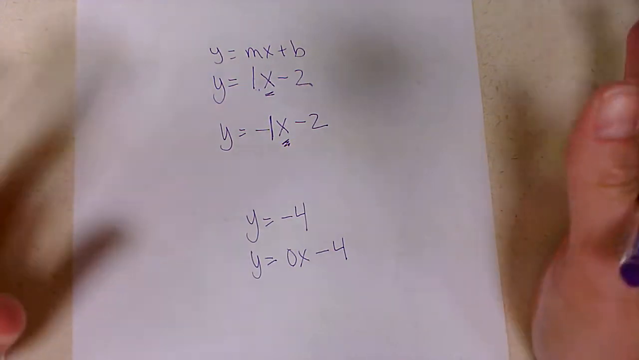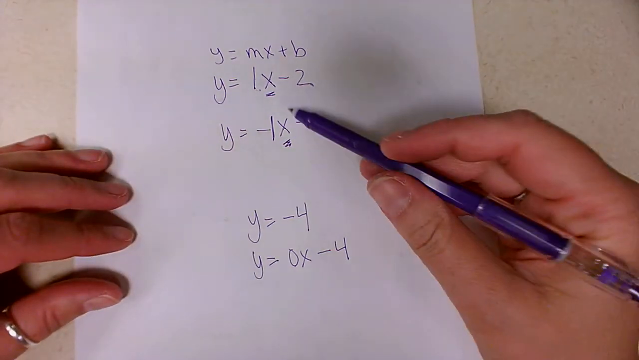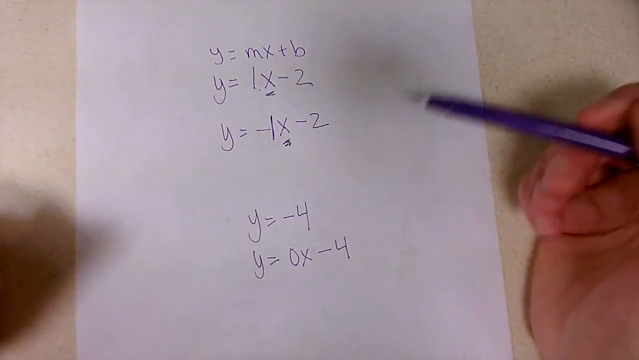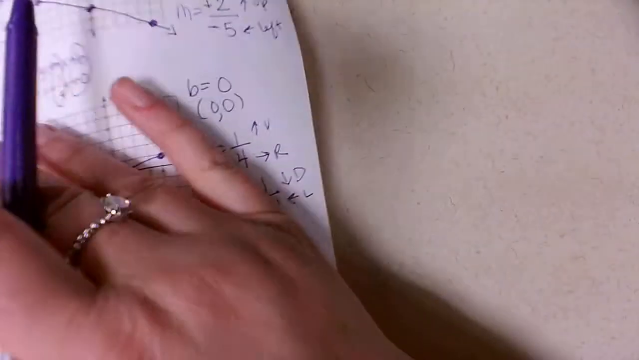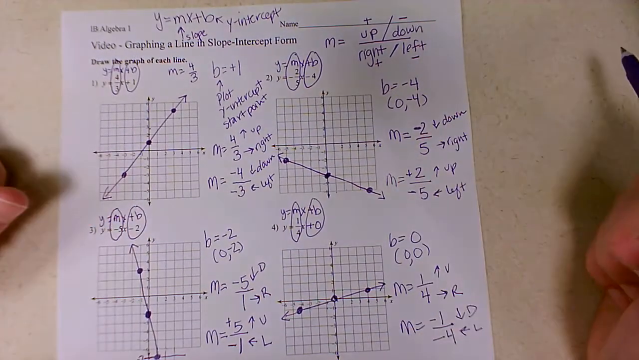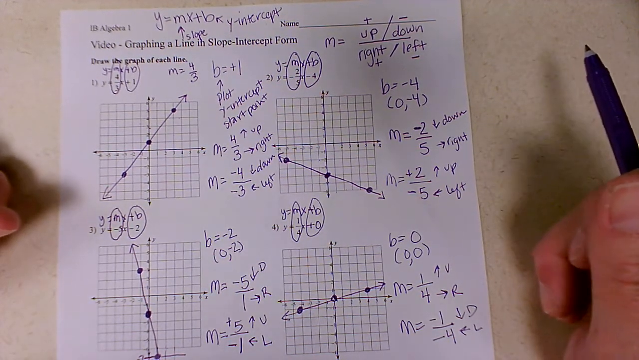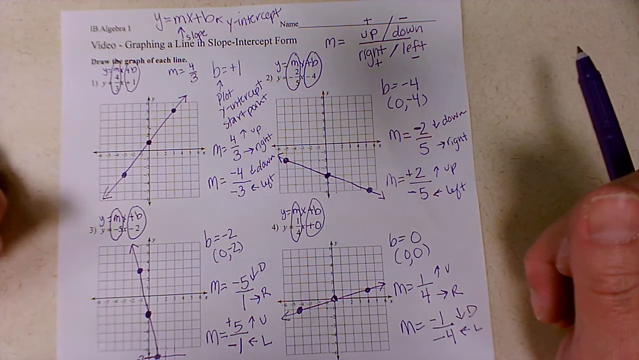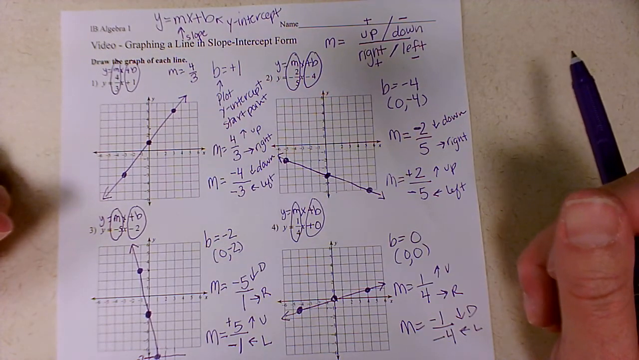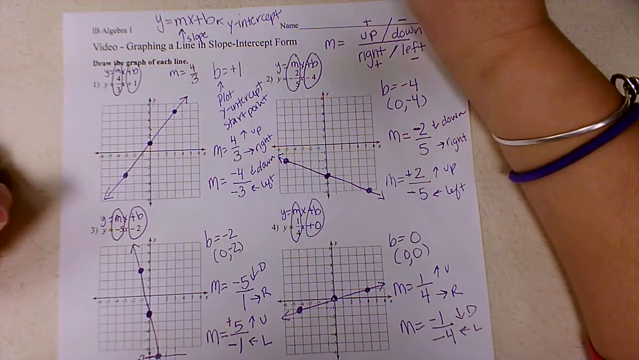So I just wanted to touch base on that a little bit. We didn't graph one of these, so I wasn't able to show you, but now I am. So this has been graphing a line in slope intercept form. I hope this helps. I hope you reference this video. If you get a little bit confused, again, call me over. I'm here to help. This has been graphing a line in slope intercept form.